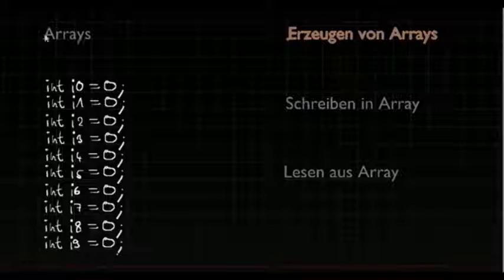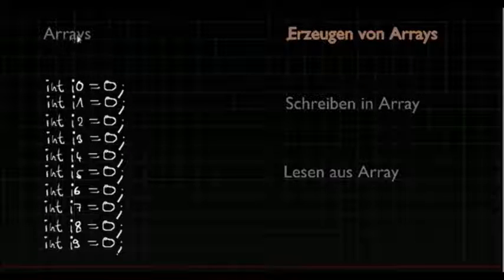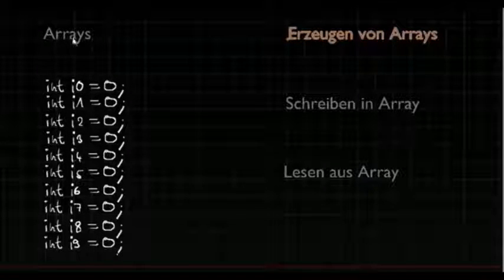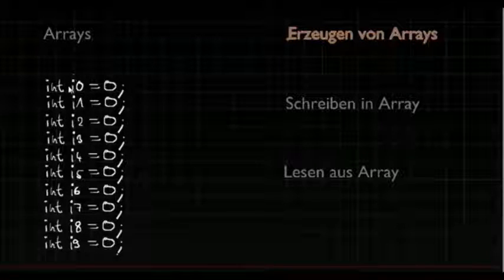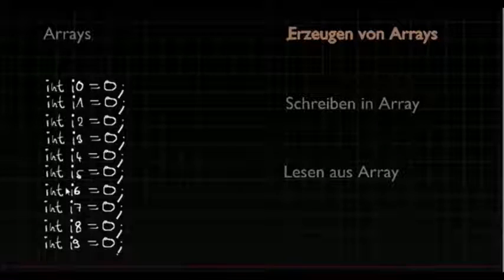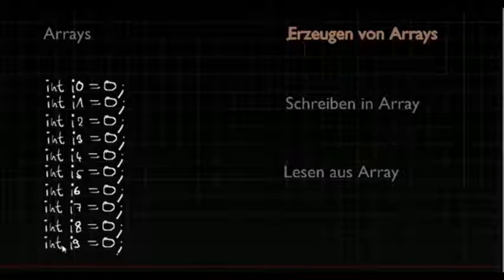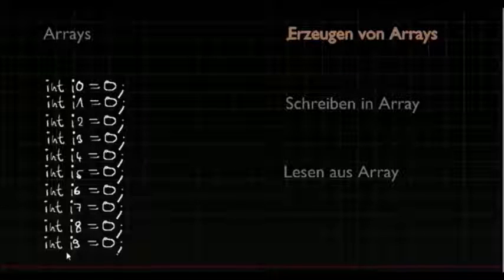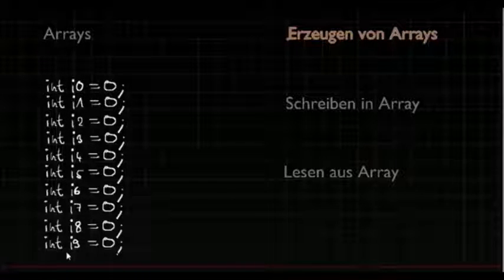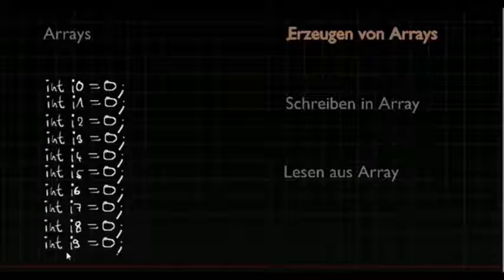The topic in this video will be arrays. The task is to think about what happens if we need many variables of the same type, like for example 10 integer variables. I wrote them down like I would declare and define them in Java at the moment. So these are the variables from i0 to i9.